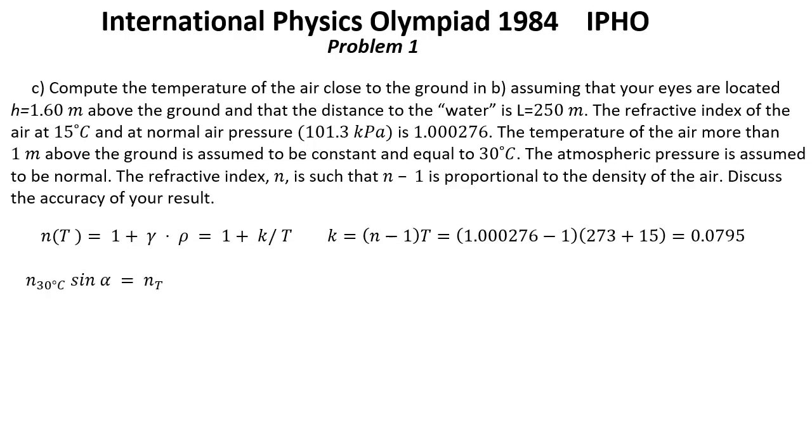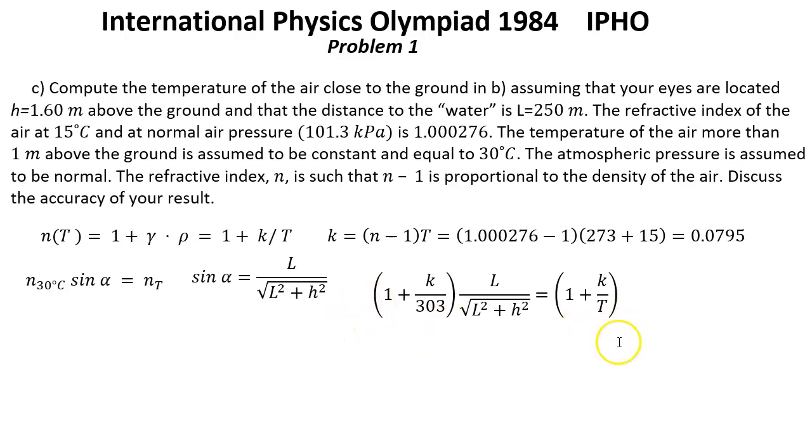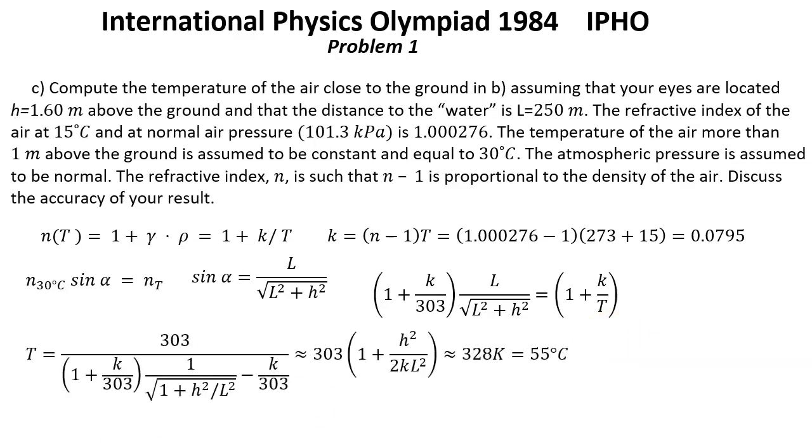So now we can use the equation that n for 30 degrees multiplied by sine alpha equals n for the temperature close to the surface. We have sine alpha equal to L over the square root of L squared plus H squared. And now we have this equation, from which we can calculate the temperature near the surface. That will be this one.